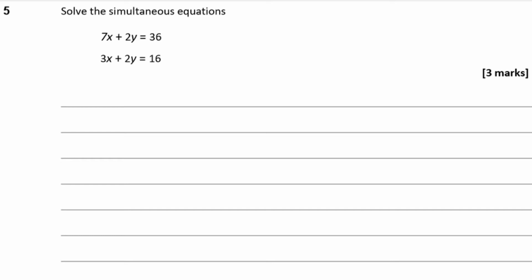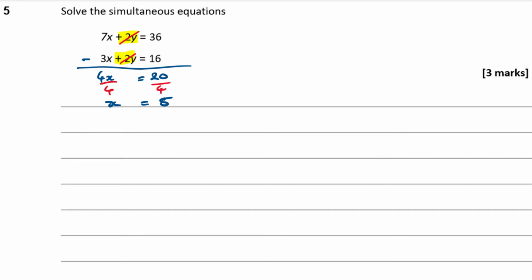Question 5, solve the simultaneous equations. Now this is a very easy, straightforward simultaneous equation because look, I've got a 2y there and 2y there, so I can just eliminate the y straight away by subtracting these two equations from each other. So subtracting like with like, 7x take away 3x, that's 4x. 2y take away 2y, they're going to cancel each other out, aren't they? They're eliminated. And then finally I've got 36 minus 16, that is 20. So that gives me 4x equals 20. Now I just need to divide both sides by 4. So that's going to give me x is equal to 5.